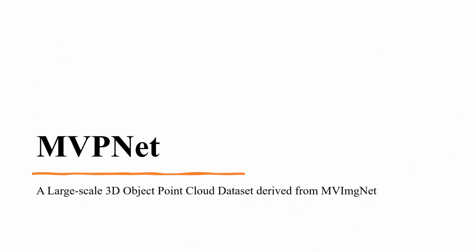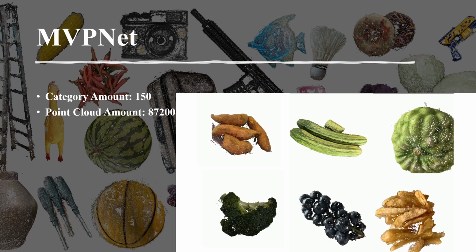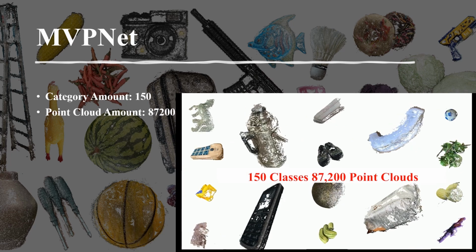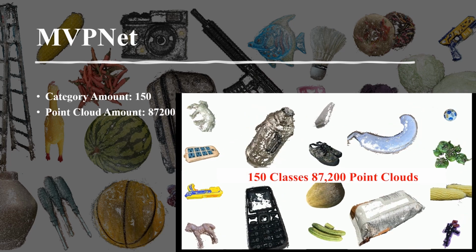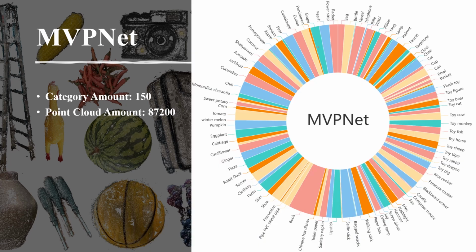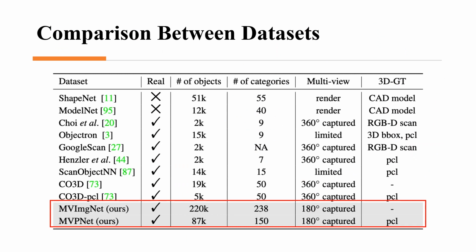We also introduce MVPNet, a large-scale 3D object point cloud dataset derived from MVImgNet. It contains 87,200 samples from 150 categories. Compared to the existing datasets, our dataset far exceeds them in terms of the number of objects and categories.